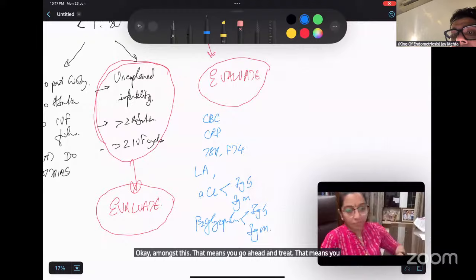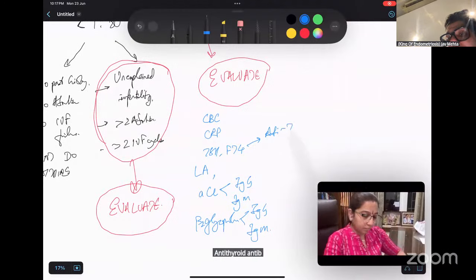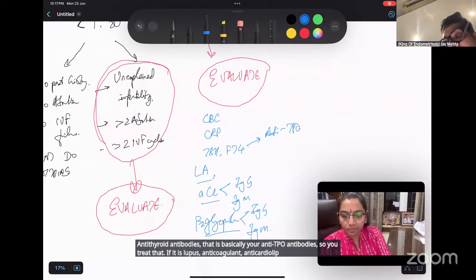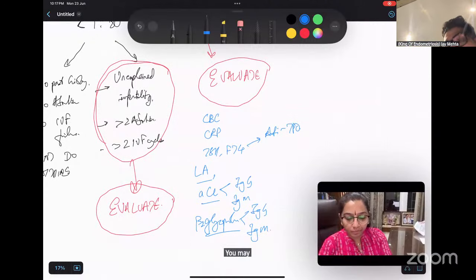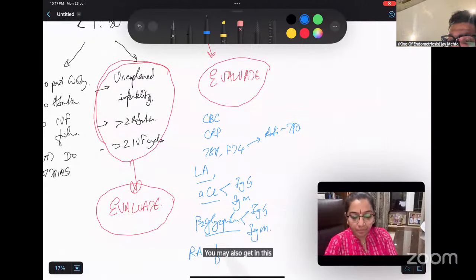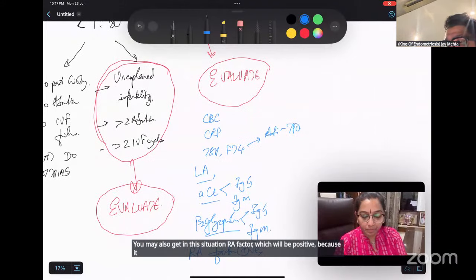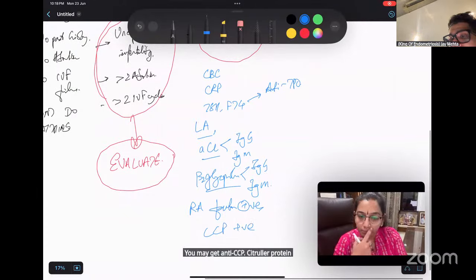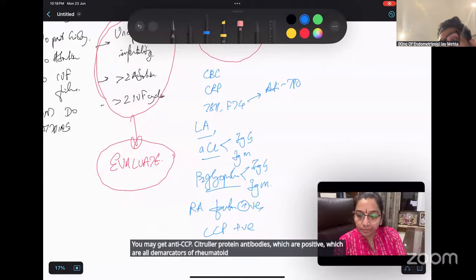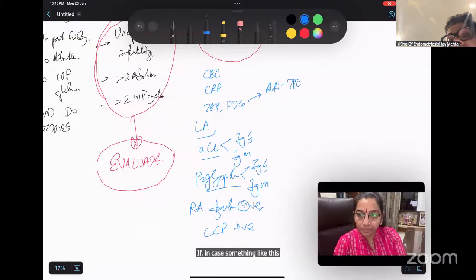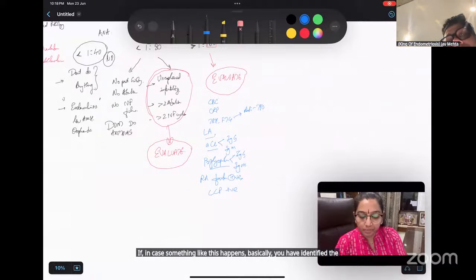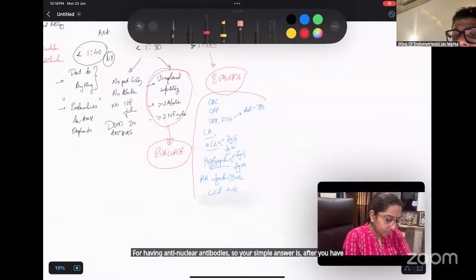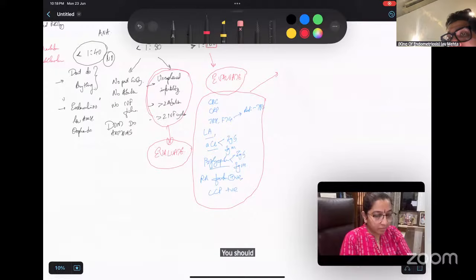That means you can go and treat antithyroid antibodies, that is basically your anti-TPO antibodies, so you treat that. If it is lupus anticoagulant, anticardiolipin, beta 2 glycoprotein, you go ahead and treat that. You may also get in this situation RA factor, which will be positive because it is often positive in this situation. You may get anti-CCP, cyclic citrullinated peptide antibodies, which are positive, which are all markers of rheumatoid arthritis. If something like this happens, basically you have identified the cause for having anti-nuclear antibodies. So your simple answer is, after you have evaluated this entire box, you should simply treat the patient.